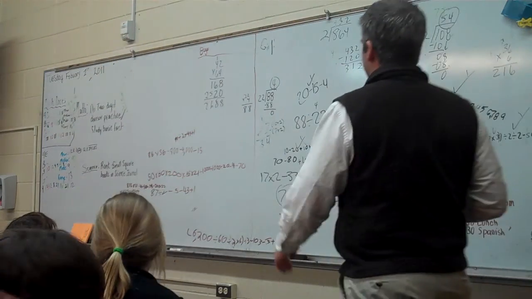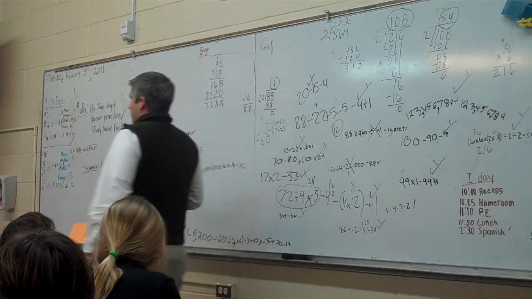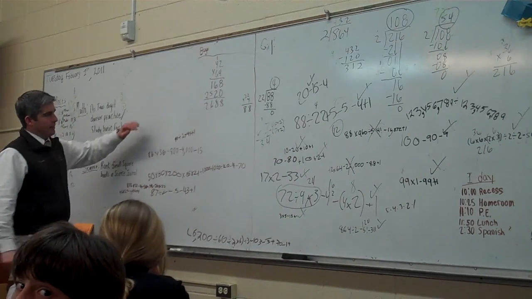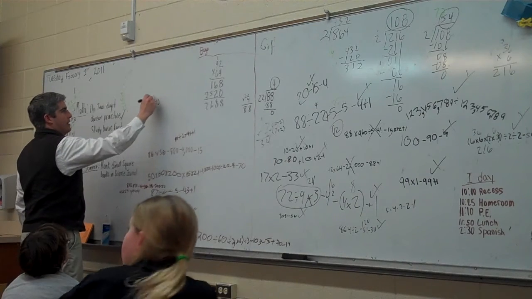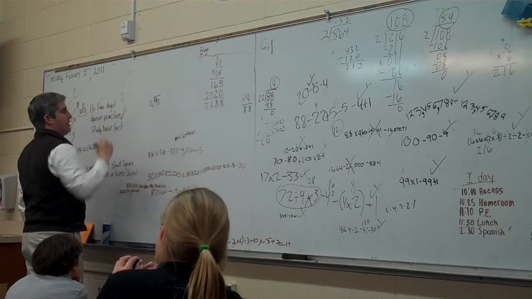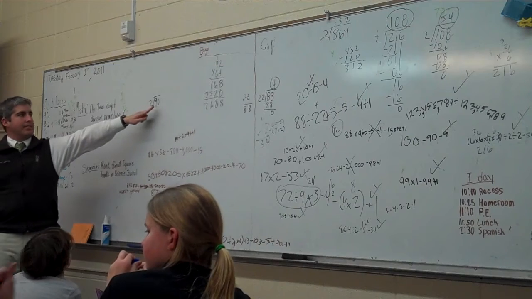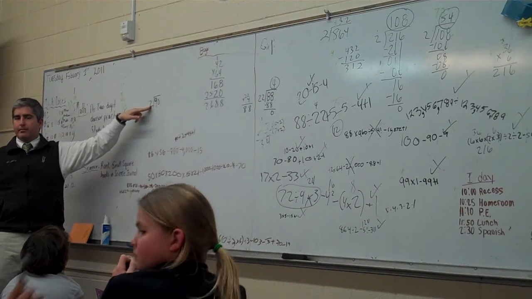Okay, now we're going to check the math race problems. So we have 90 divided by 2 minus 45 plus 1. First, 90 divided by 2. It's going to work out evenly because the dividend is an even number and we're dividing by 2.